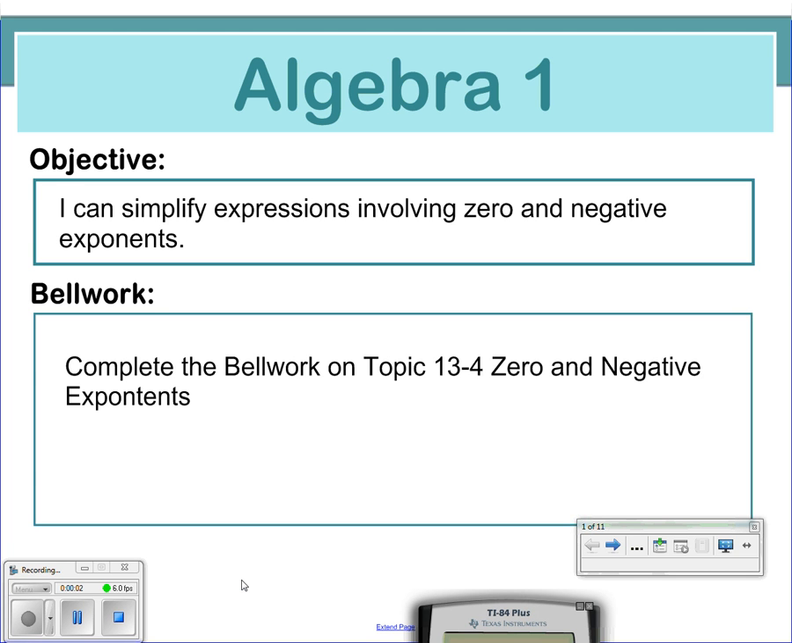This is the recording for topic 13-4, zeros and negative exponents. Our objective for today is: I can simplify expressions involving zero and negative exponents. For this topic, you will need your topics out, and you should be working on the bell work problem that's given, as well as you will need a calculator.